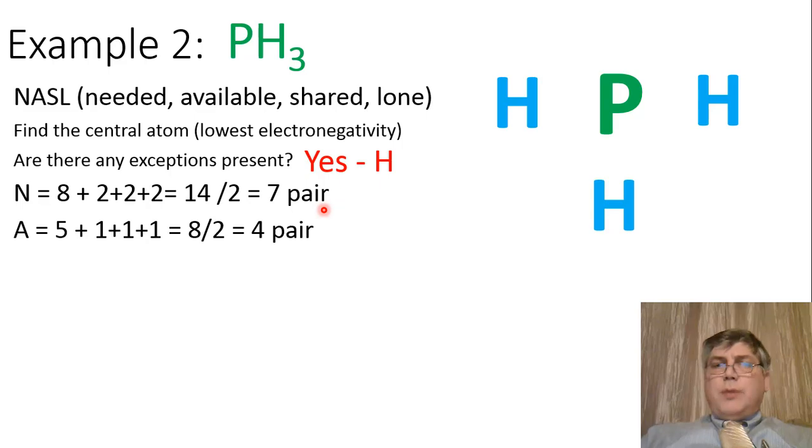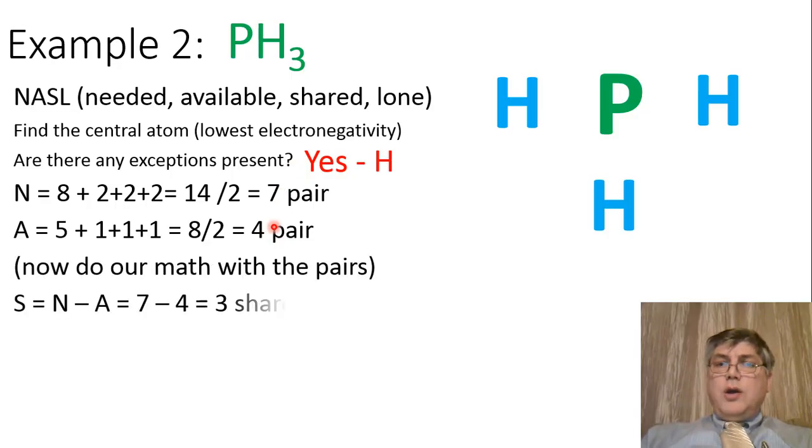Now, how many do we have available? Well, phosphorus has 5 because it's in group 15 or 5A, and each hydrogen has 1. So 5 plus 1 plus 1 plus 1 is 8, which means we have 4 pair actually available. Those are the valence electrons. Well, if we need 7 and we have 4, we're going to have to do some sharing. 7 minus 4 gives us 3 shared pairs of electrons. So if we have 3 pair that are shared, we can draw 3 bonds between the phosphorus and the 3 surrounding hydrogens.